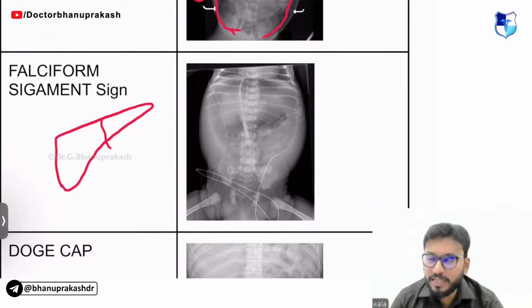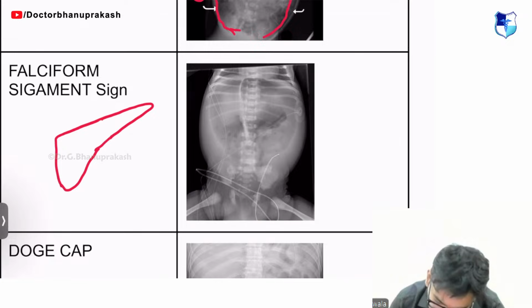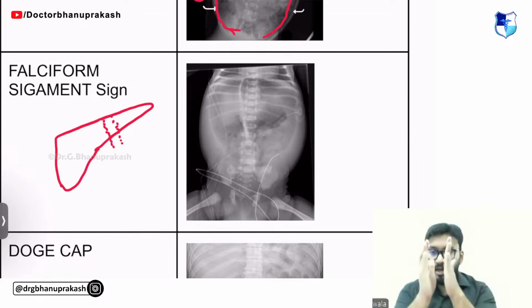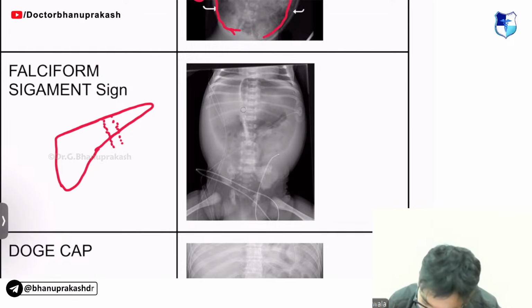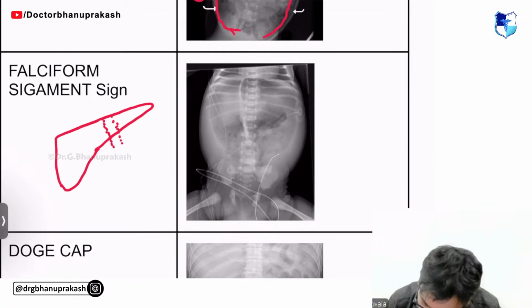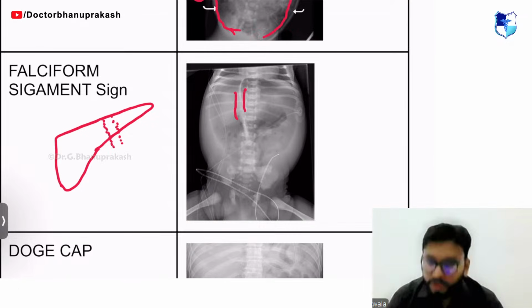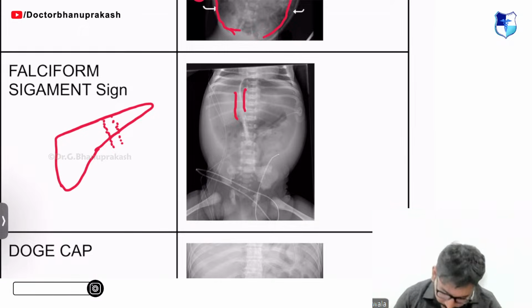Normally on an X-ray, the falciform ligament is not seen. What happens in pneumoperitoneum is that there is deposition of air around this falciform ligament. So air comes around the falciform ligament, and now you are able to see it. Can you see this falciform ligament part here? This is known as your falciform ligament sign.